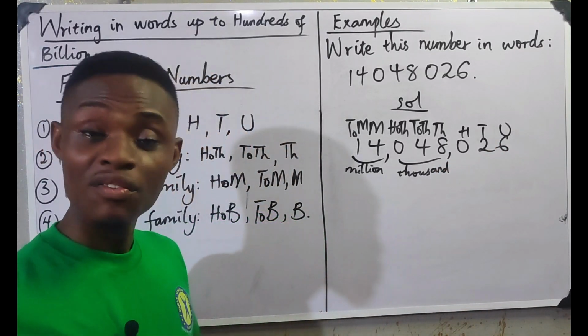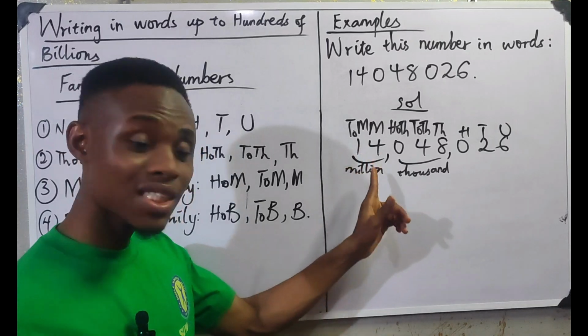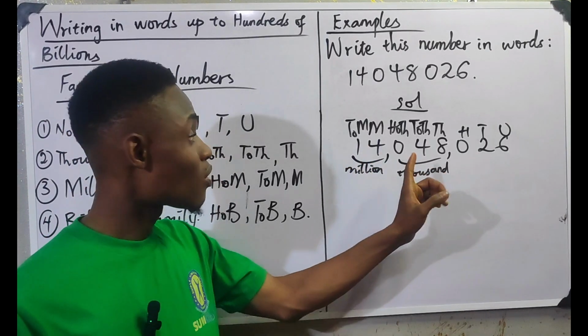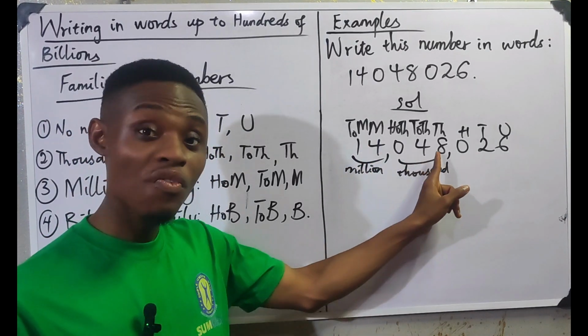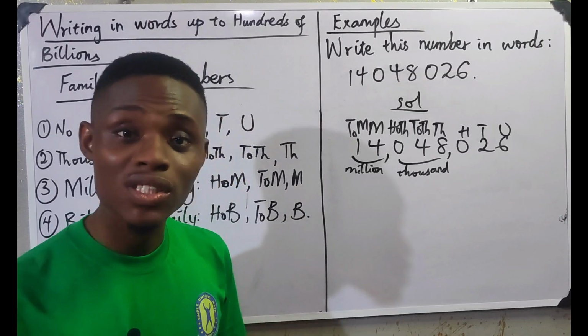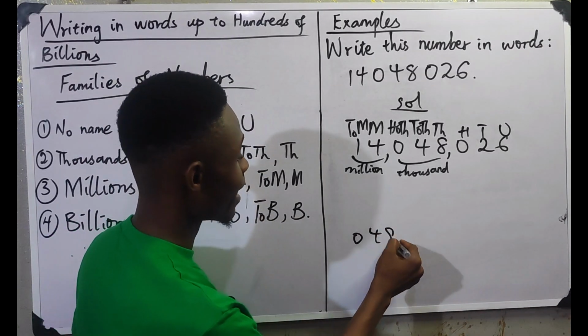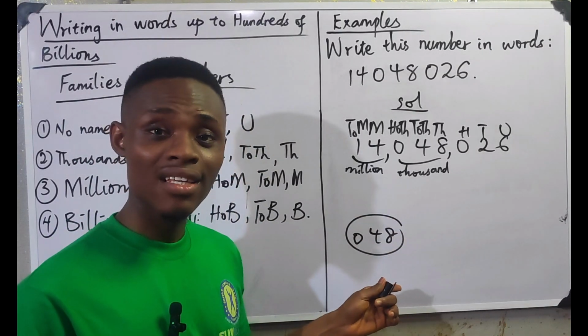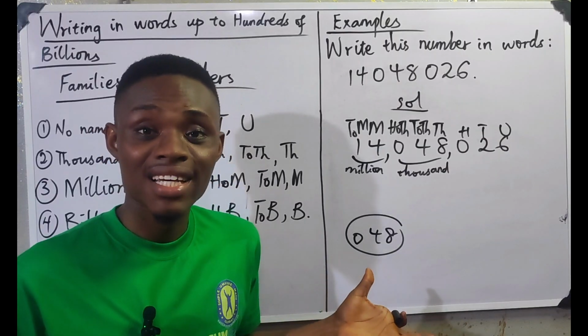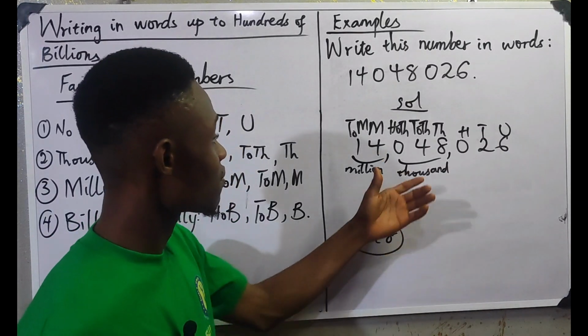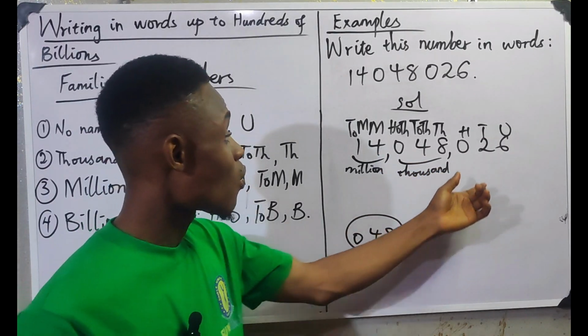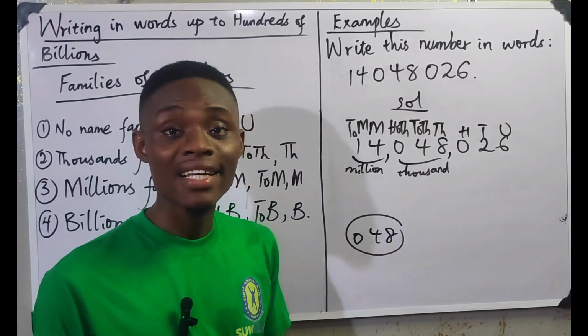So you see, even without writing, what is under the million? 14. So it's 14 million. What is under the thousand? 048. What is 048? It's definitely 48. Let me write it out. 048. This is 48, okay? The zero there doesn't really matter again. Okay, so you have 48,000. What is left here? 26, right?